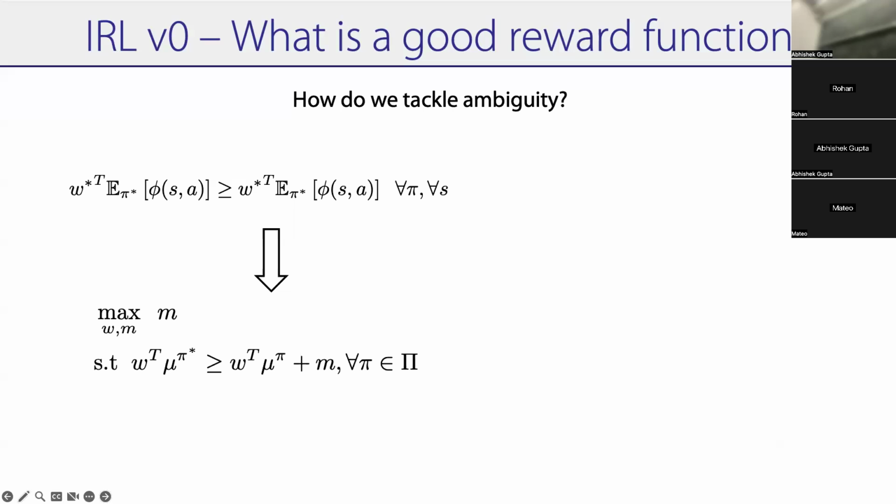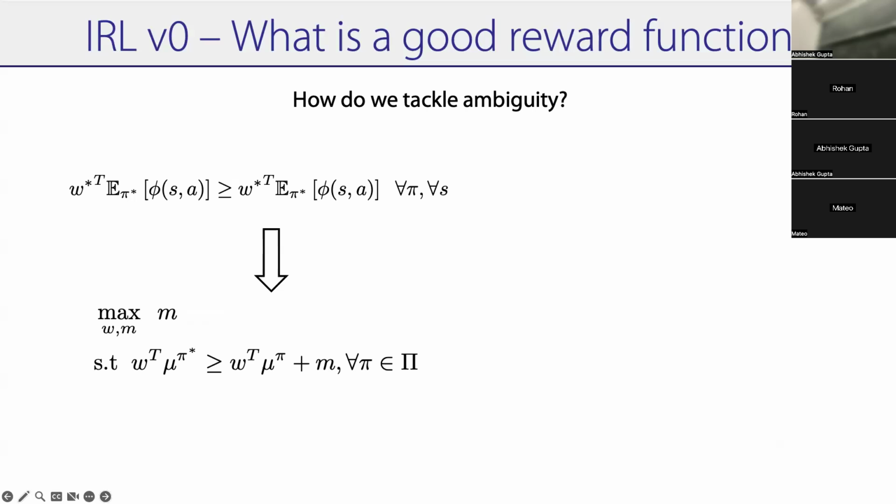How many of you have heard of support vector machines, SVMs? It's the same idea. In an SVM, you're trying to find a classifier that has as robust a margin as possible. Here, you can think of W as a classifier, the same way that you do in an SVM.